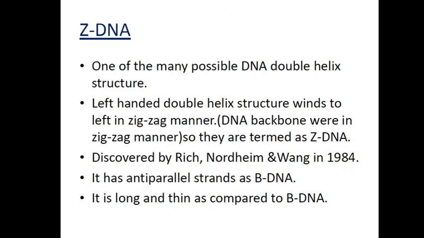It has anti-parallel strands as seen in the case of the B form of DNA. It is long and thin compared to the B form. Now imagine again that spring, and we are pulling that spring away from one another. The two ends of the spring are pulled away from one another. It forms a long and thin spring, that is the helix structure, compared to that of the B form of DNA.